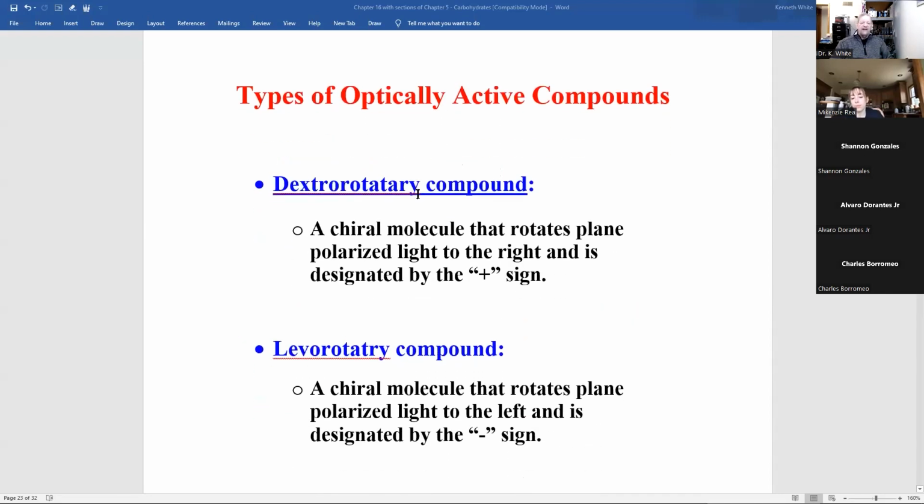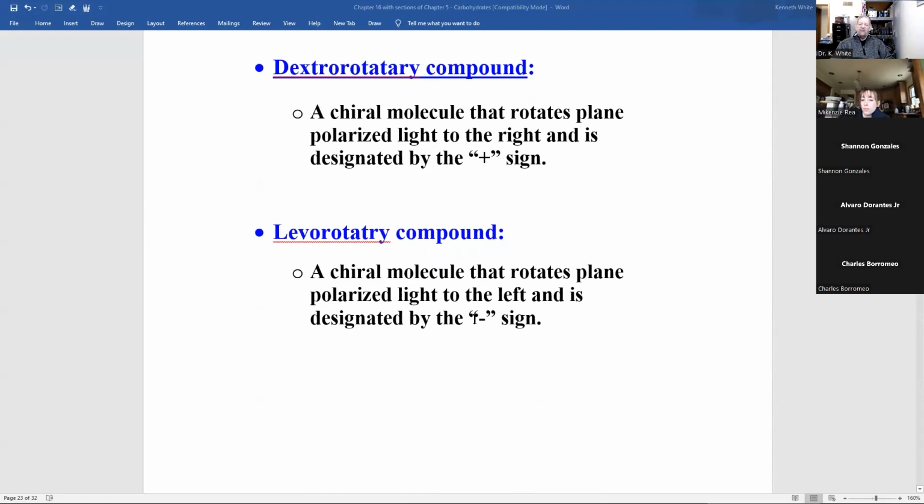And like I said, if it's dextrorotary, it rotates plane polarized light to the right, it has a plus sign. Levorotary, I don't know how to pronounce that, but anyways, it rotates it to the left, and you see a minus sign. If you remember what I showed you, the dextrose or glucose they were selling was D plus glucose. That meant D, the hydroxyl group on the highest chiral carbon is on the right, and plus, it rotates plane polarized light to the right.